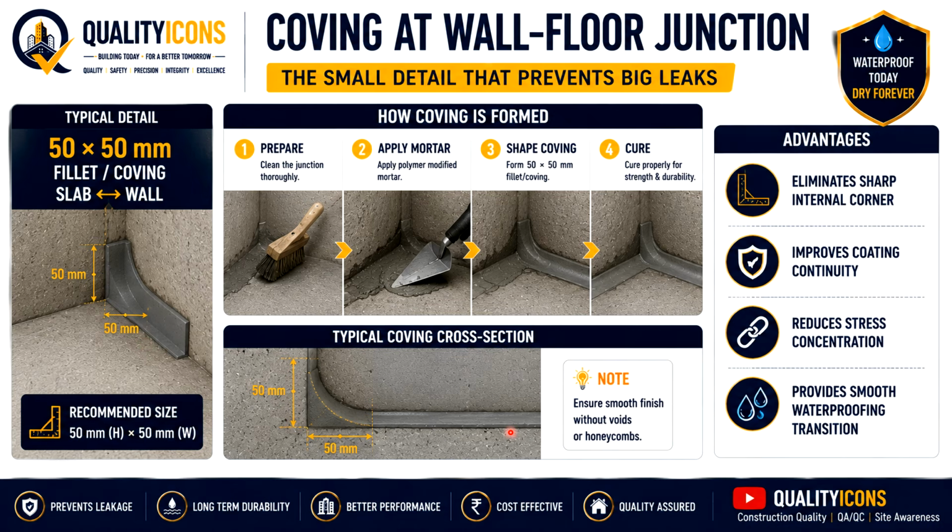Remember, small details can prevent major leakage. What are the advantages? Eliminates sharp internal corner, improves coating continuity, reduces stress concentration, provides smooth waterproofing transition. See the images. This is the recommended size, 50 by 50 or 75 by 75, 100 by 100, depending on the project requirement.